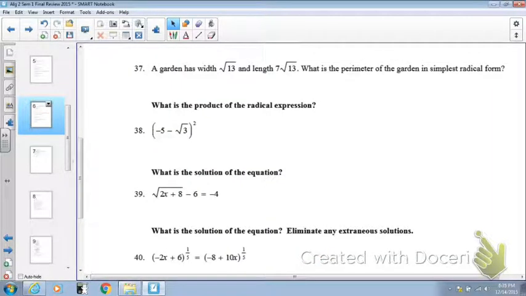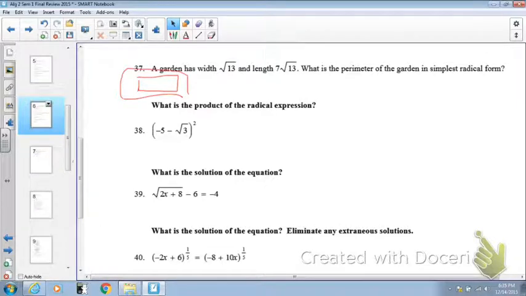Okay, 37. A garden has a width of square root of 13 and a length of 7 square root of 13. It wants to know what the perimeter of the garden is in simplest form. So perimeter, we're just going to add up the 4 sides of our garden, go all the way around.